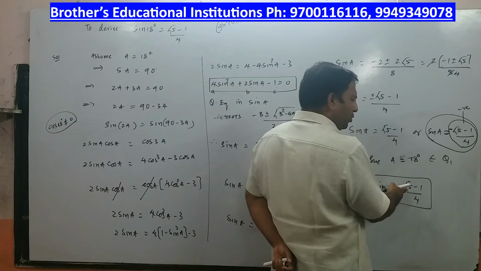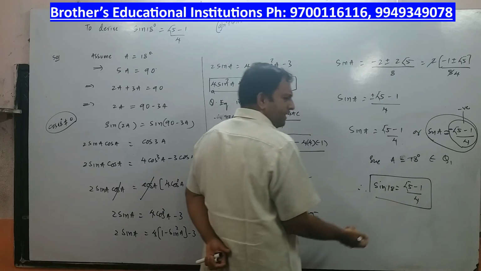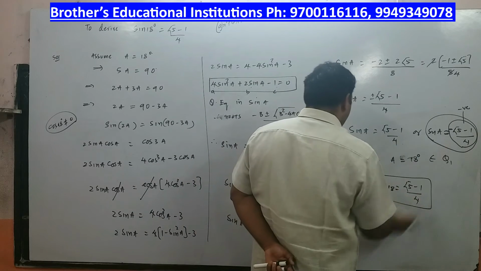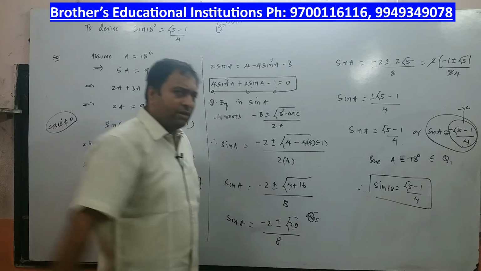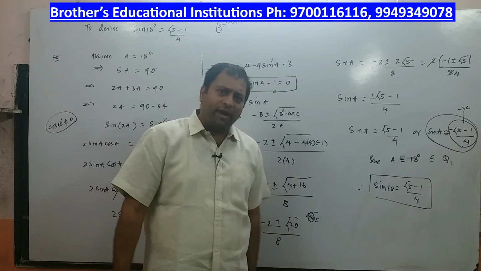Root 5 is 2.236 minus 1. Obviously it is a positive value, it holds good in the first quadrant. Therefore we have derived the value of sin A is equal to (root 5 minus 1) by 4.